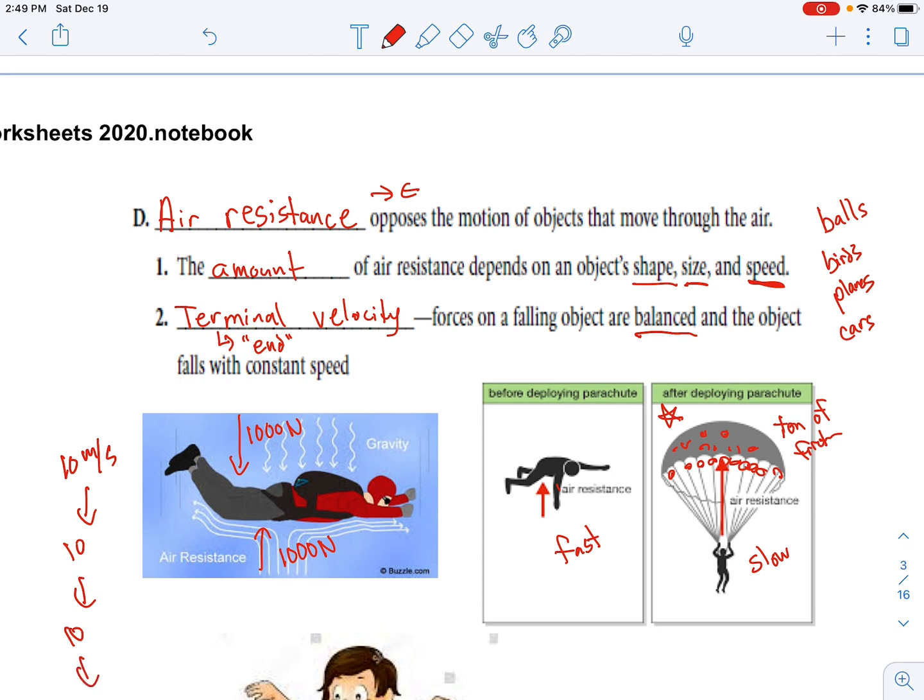And that's something that people can calculate. So people who are dropping things out of planes, whether they're bombs or parachute flyers, they can estimate when they're going to hit the ground and things like that.